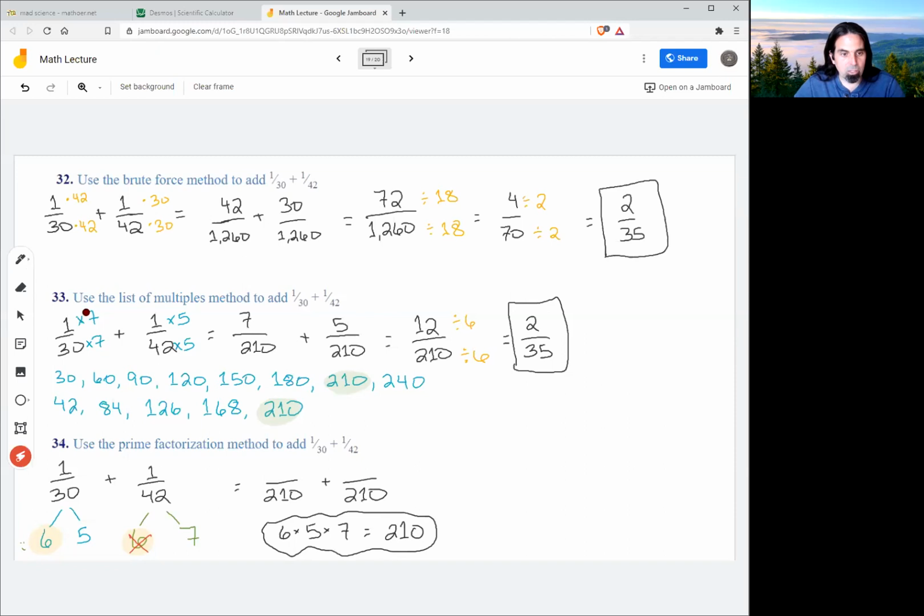And then where do I get the things to multiply on the top? Well, this factor tree had a 6, a 5, but was missing the 7. So we have to put it in. This factor tree had the 6 and the 7, but was missing the 5. So we have to put that one in. Now my factor trees match. 6, 5, 7, 6, 5, 7. Okay, so that was a 7 and a 5, and then it's the same as before.